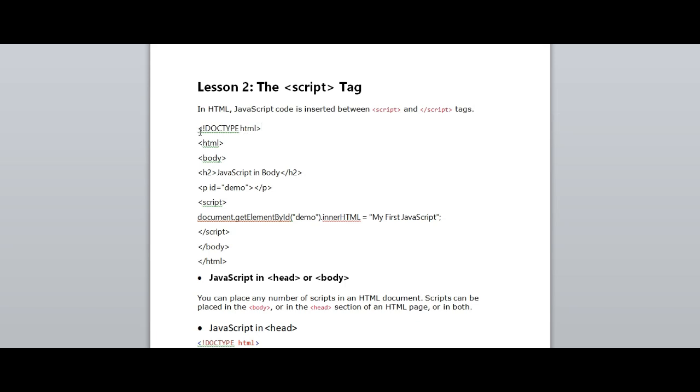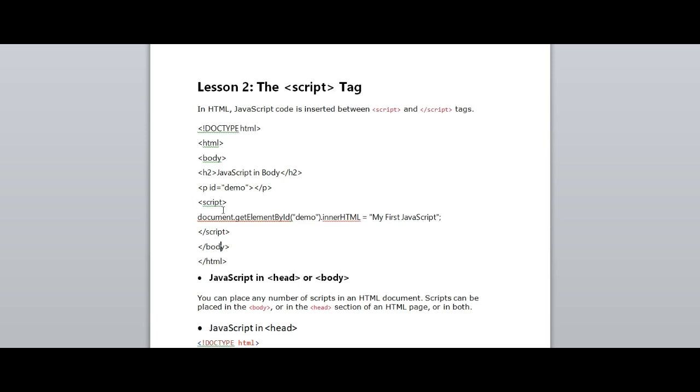Let's take an example. Look at this documentation here. This JavaScript code: doctype HTML, body, this heading, JavaScript in body. Now this paragraph, id demo, this closing paragraph. Now you can see this is your JavaScript code: document.getElementById.innerHTML, this is my first JavaScript. This is the code, but it's in between the opening script tag and the closing script tag. That is important to know. Every time you want to put in JavaScript, you must add these tags.